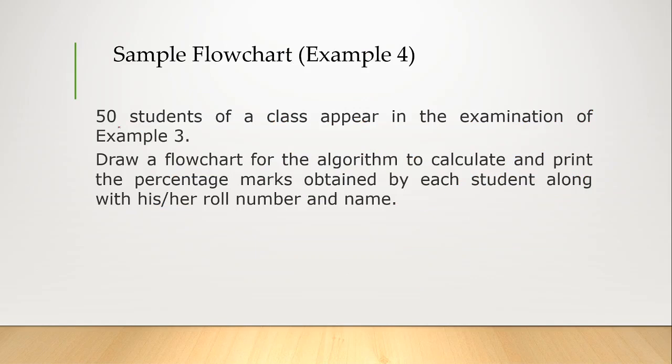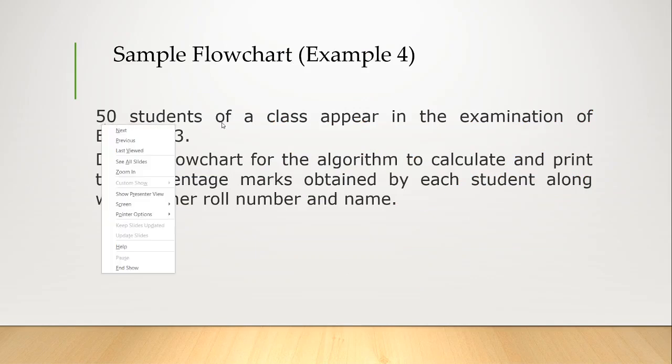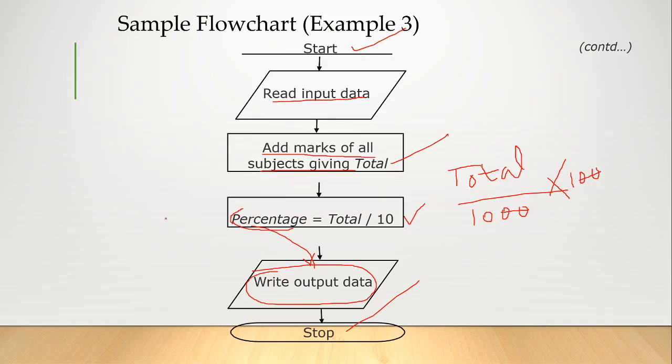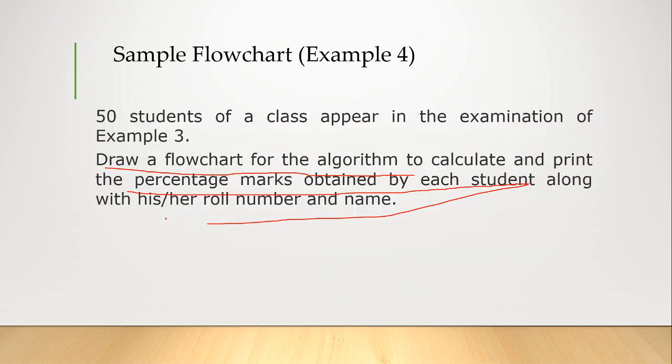Next we have a flow chart question like this: 50 students of a class appear in the examination as in example 3. Draw a flow chart for the algorithm to calculate and print the percentage of marks obtained by each student along with his or her roll number and name. So the question is the same, but in the previous example we had data of only one student, while in this case we have data of 50 students, and we have to calculate the percentage obtained by each student in the examination.